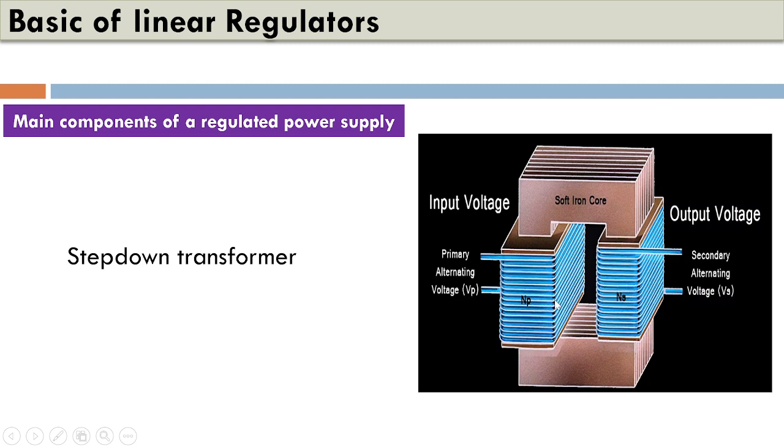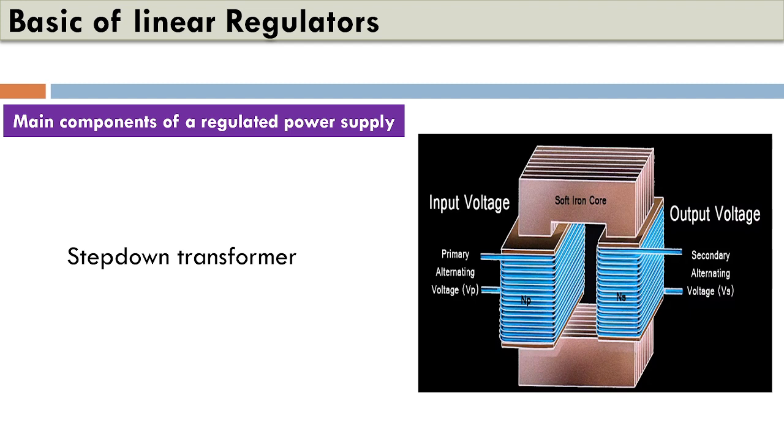So if the number of turns in the primary is greater than the number of turns in the secondary, it usually is termed as step down transformer. So before you can choose a step down transformer, you will need to know what are the requirements of your circuit and what are the load requirements.